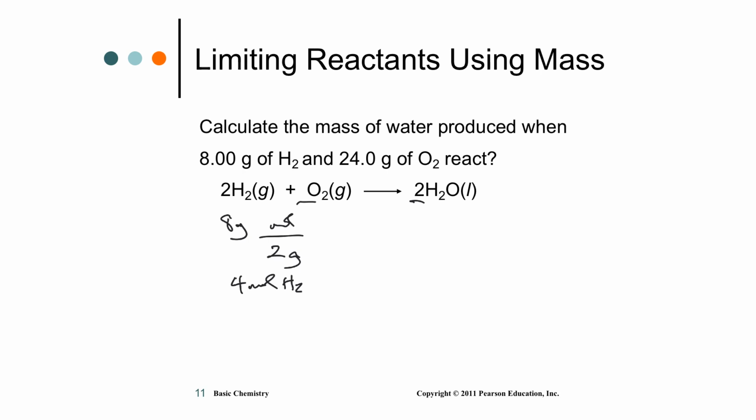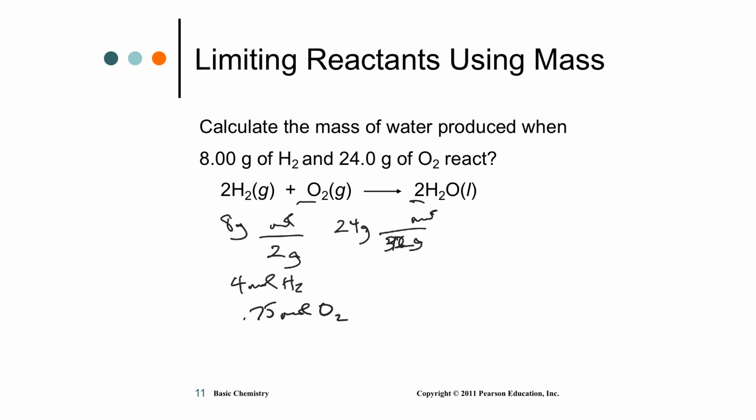All right, and 24 grams of oxygen. So 24, and it's 16, but there's 2 of them, so that's 32. So 24 into 32. That's 3/4. Let me just do it this way. So this will be 0.75 moles of O2. Okay, well, calculate the mass of water.